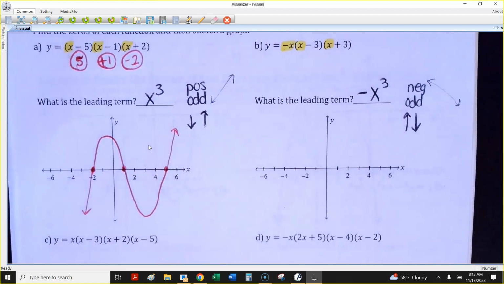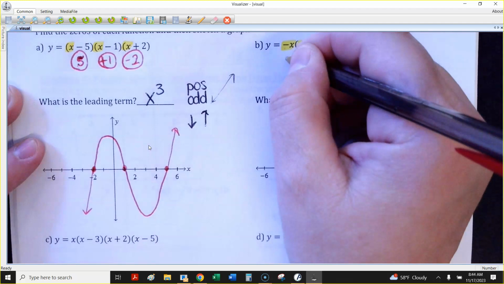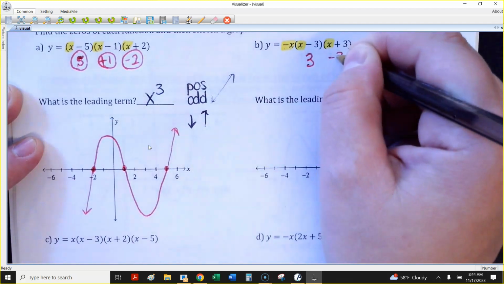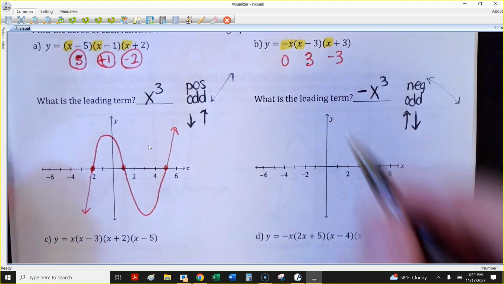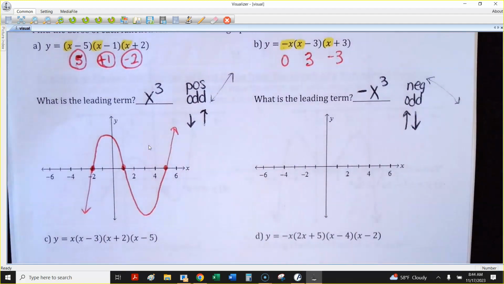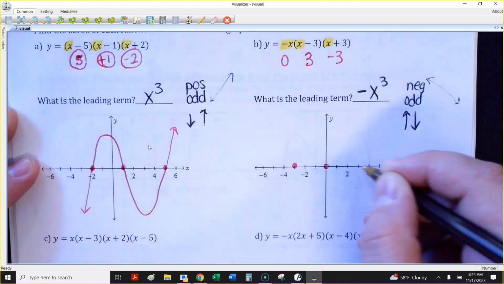Now, I have to have my zeros so I can put this on the graph. What would my zeros be for this particular equation? What do you think? 3, -3, anything else? 0. Okay, you probably said that and I'm going deaf. All right, so we're going to put those 3 numbers on the x-axis. So -3, 0, and 3.